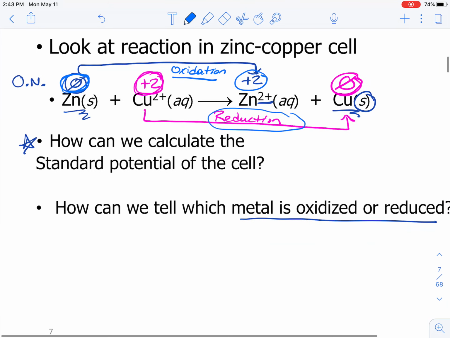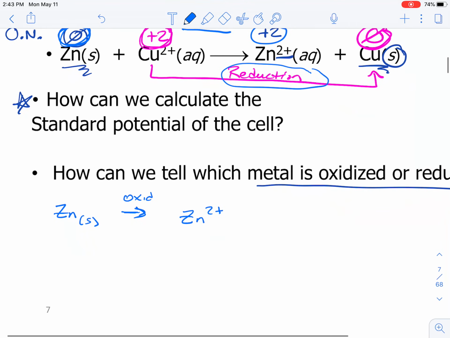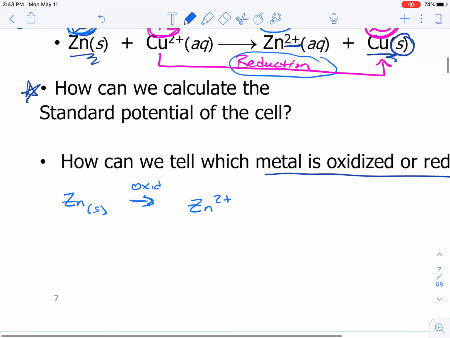And so it turns out that the site of oxidation, zinc, is undergoing oxidation. So I can write a half reaction for zinc, and I can also write another half reaction for copper.